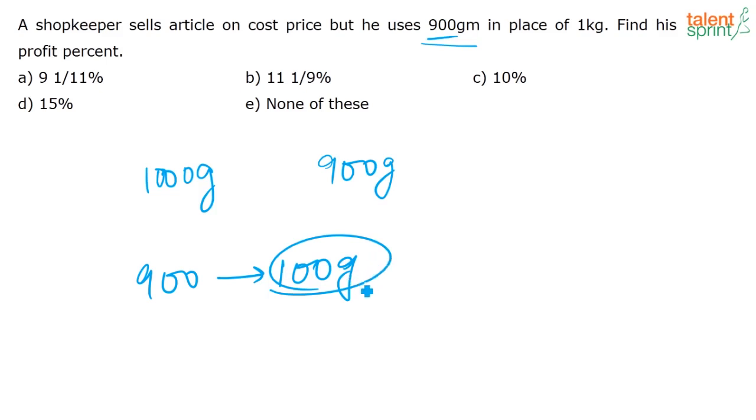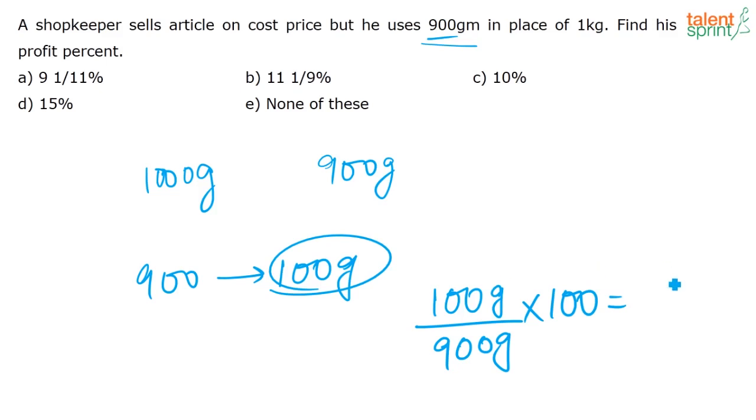So what is the profit percentage that he is making? The profit he is making is 100 grams out of every 900 grams, into 100. If you solve this, you get 11 1/9 percent. Answer is 11 1/9. Is it clear, guys? Now let's move on to the next one.